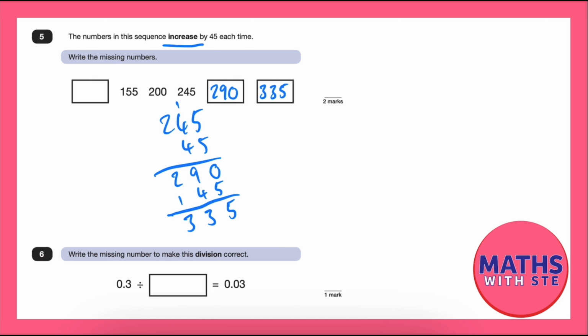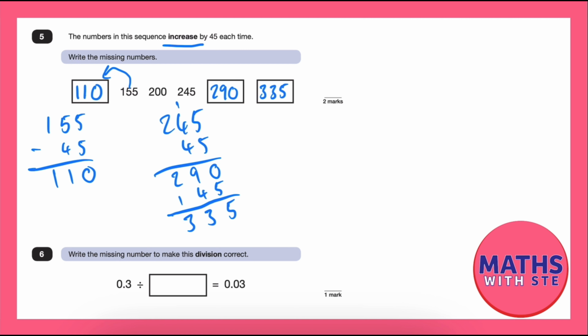335. Now, when I'm doing this way, I'm going to have to go back 45, aren't I? So I can do a takeaway there. I can do 155, take away 45. 5 take away 5 is 0, 5 take away 4 is 1, and then bring that 1 down, so that's going to be 110.